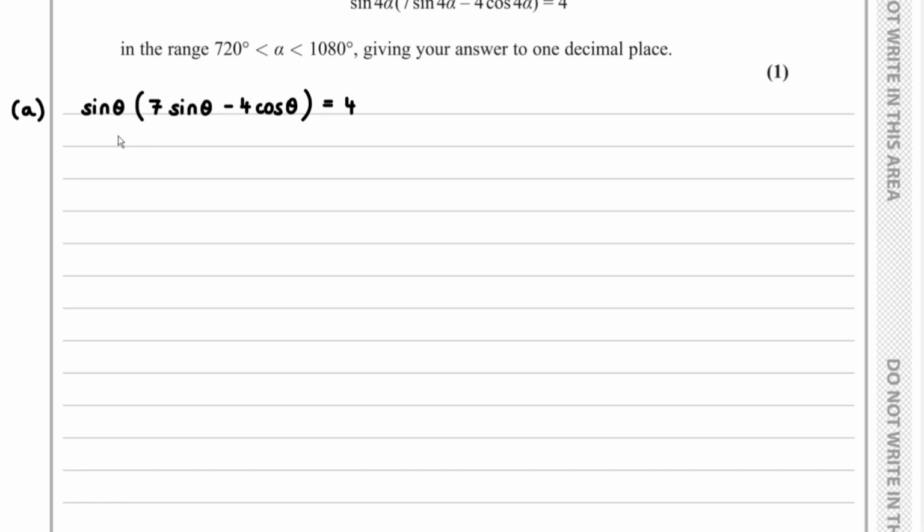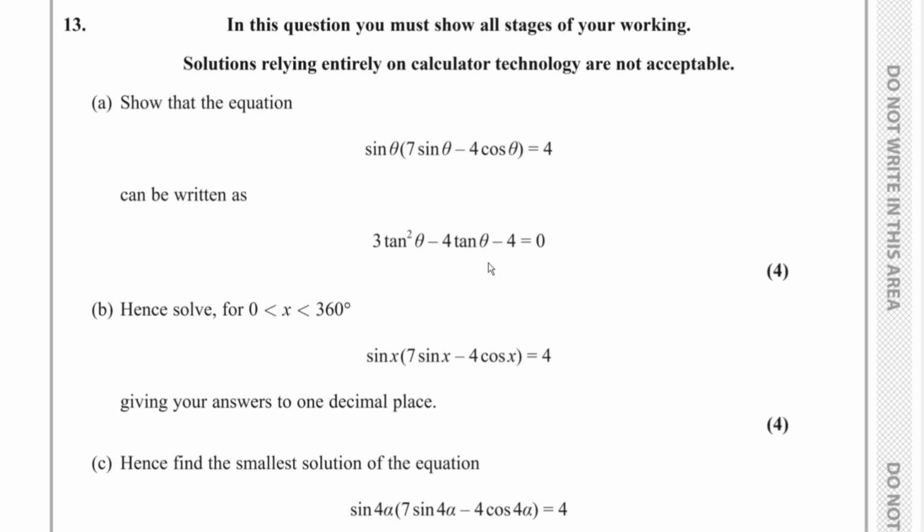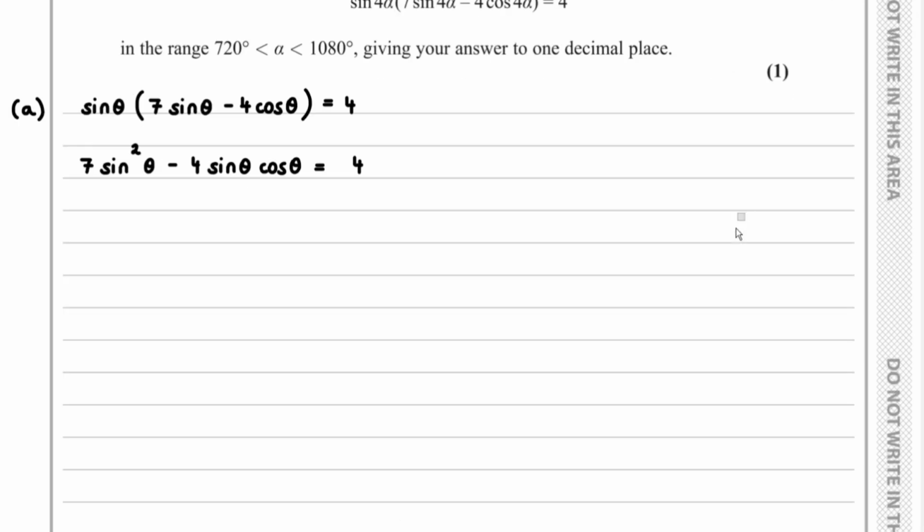Now let's expand the brackets. Sin theta multiplied by 7 sin theta, that's 7 sin squared theta. Sin theta multiplied by negative 4 cos theta, that's negative 4 sin theta cos theta, and this is equal to 4. Now if we pay attention to our show that, it involves terms involving tan only. So if we divide both sides by cos squared theta, we will end up with some terms involving tan.